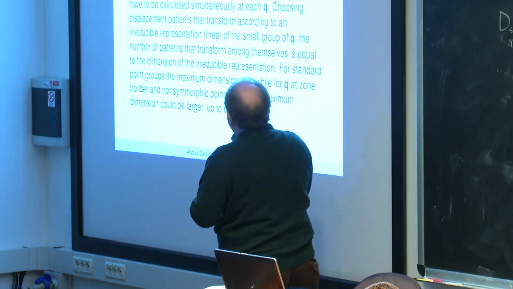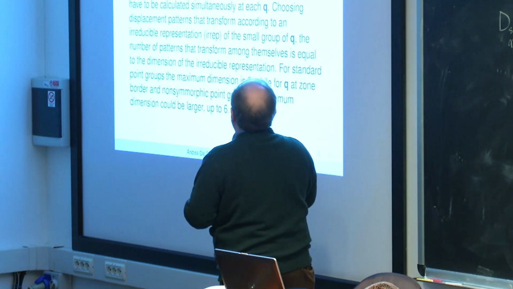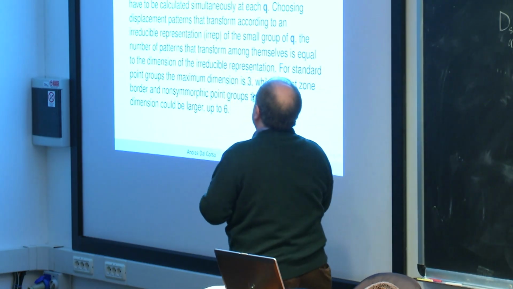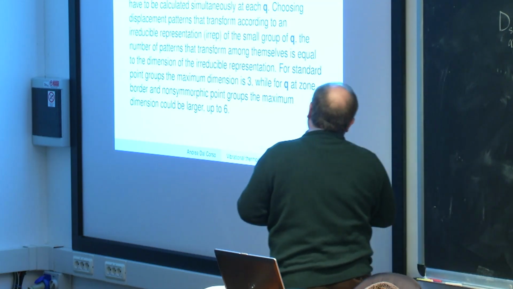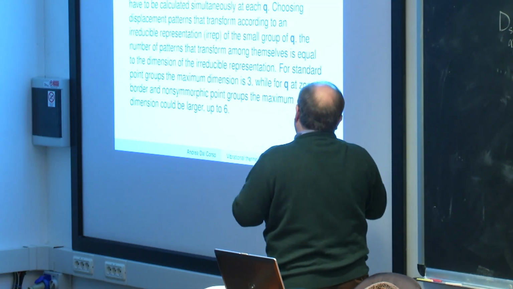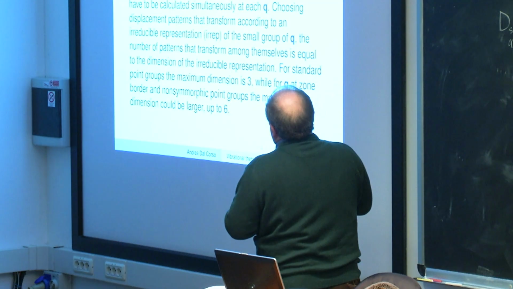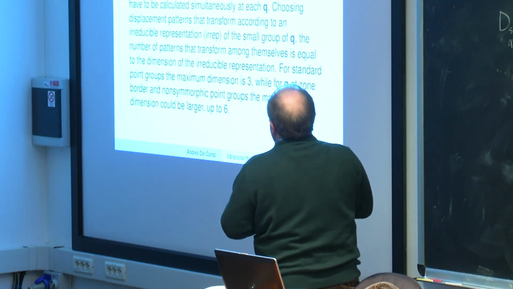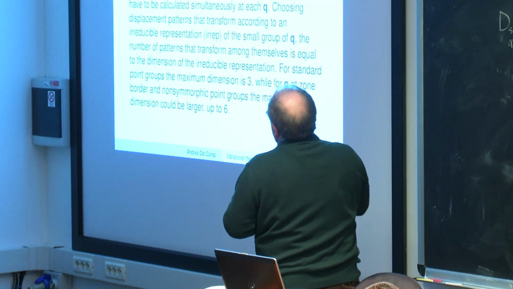On the border of the Brillouin zone and for non-symmetric point groups, you can arrive at up to 6 modes that you have to do together. For the OH group, however, this is a very, very rare circumstance. And usually 3, or sometimes 4 or fewer modes together make an irreducible group of modes that you have to calculate.